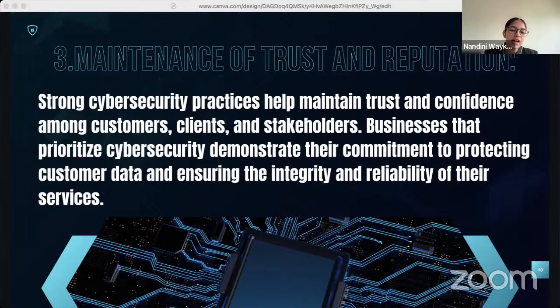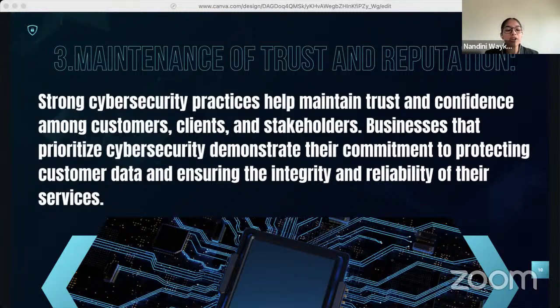So the next one we have is maintenance of trust and reputation. This mainly comes for companies or businesses. Let's see why. Strong cybersecurity practices help maintain trust and confidence among customers, clients, and stakeholders of a certain company, of a certain business.